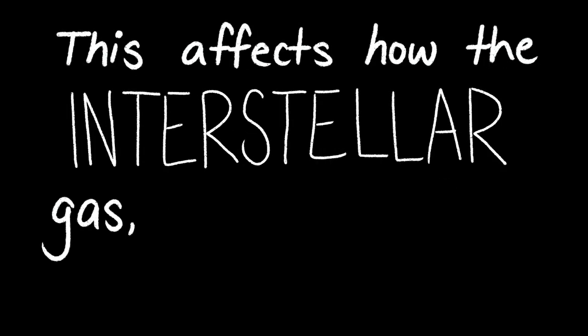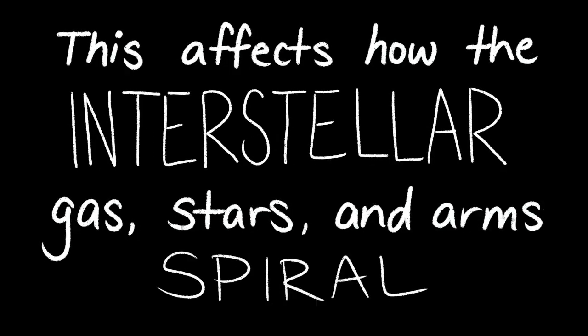infamous rotation. Before we move on to ellipticals, I'd like to clarify what the bar in a barred spiral actually is. The bar is a structure comprised of stars that is running through the bulge. This bar affects how the interstellar gas, stars, and arms spiral.